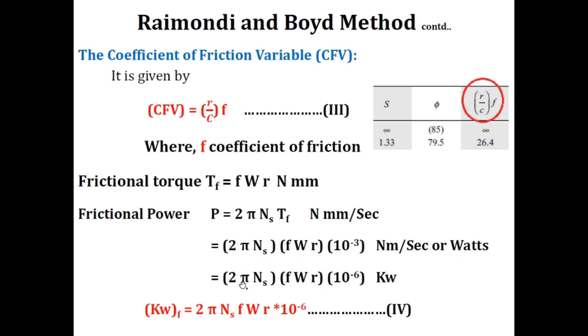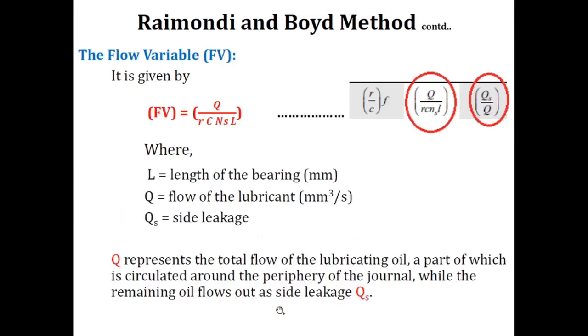So here 2 pi n_s into f W R, again this is converted into kilowatts, so multiply it by 10 to the power minus 6. Therefore kilowatt frictional power is given by 2 pi n_s f W R into 10 to the power minus 6. So you should remember the equation for generation of frictional power.